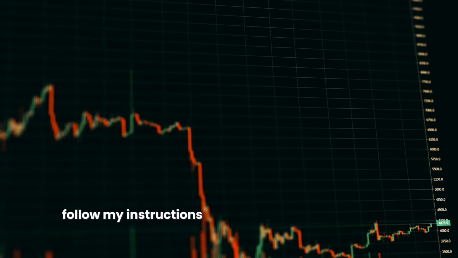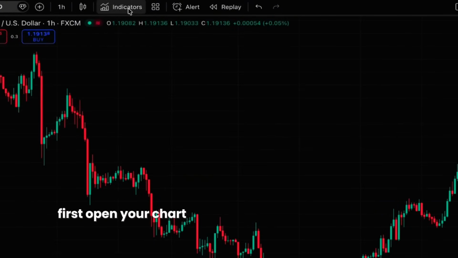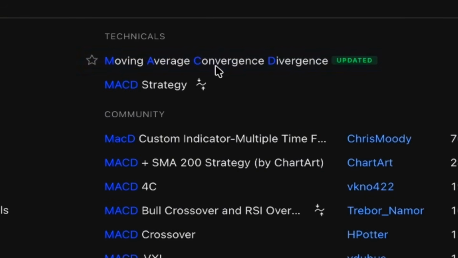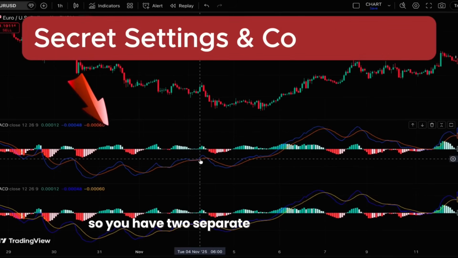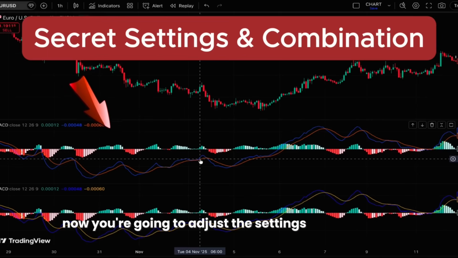Follow my instructions step by step on the TradingView platform. First, open your chart. Then click on Indicators and search for MACD. Add the MACD indicator 2 times so you have 2 separate MACDs on your chart. Now you're going to adjust the settings on both of them.